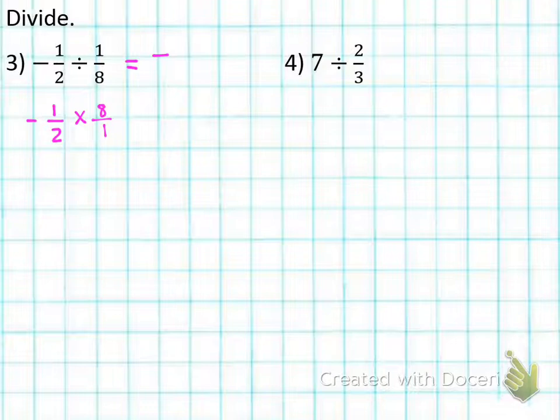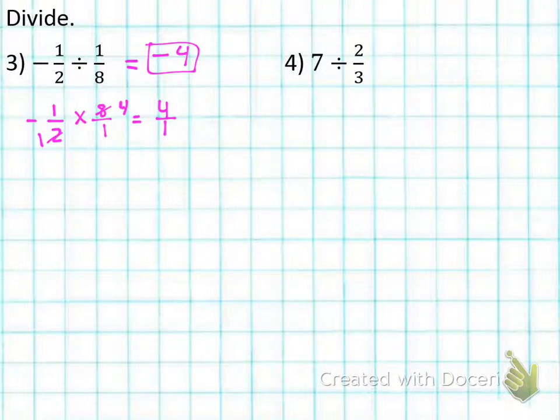Okay, can we simplify? What goes into both of these? 2 does. 2 goes into 8 and 2. 2 goes into 8 4 times, and it goes into 2 once. Okay, so we have 1 times 4 is? 1 times 1 is? 1. What's 4 divided by 1 or anything over 1? 4. Itself, right? So our answer is negative 4. Okay, we did that one together. Next, number 4, by yourselves.